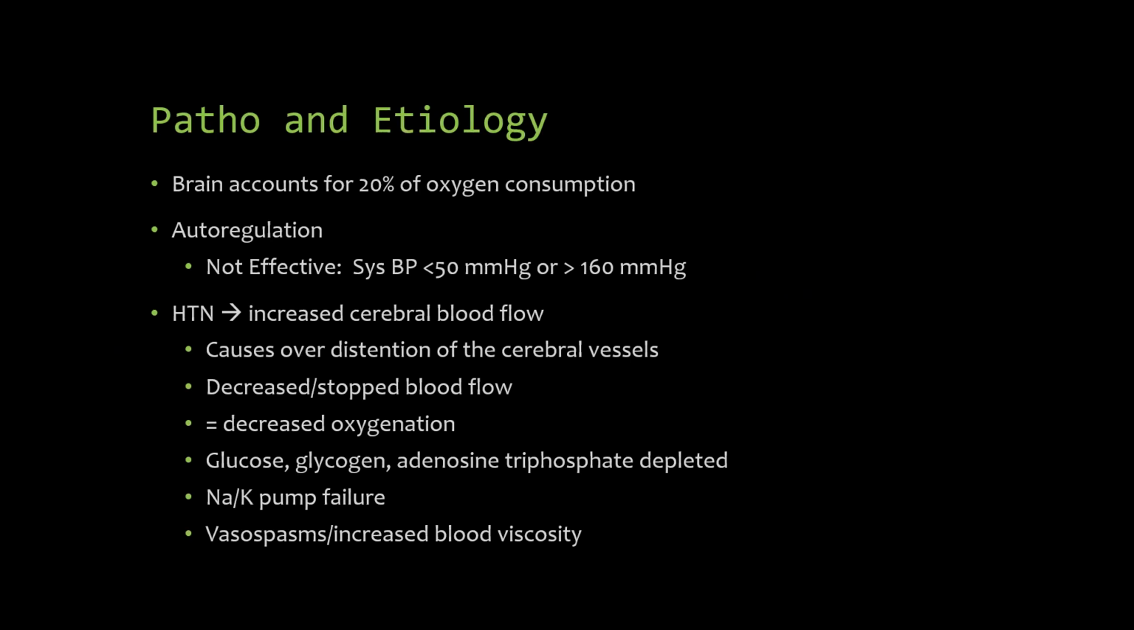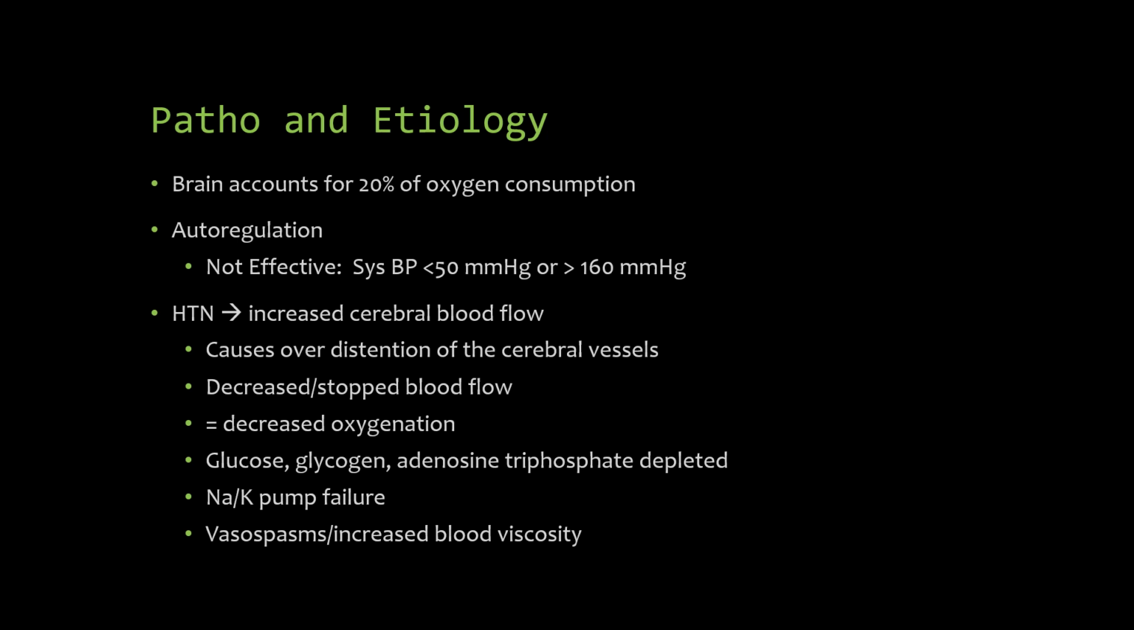So we do want to look at patho and etiology, kind of wrap our brains around what all this means. The brain accounts for 20% of oxygen consumption. The body also has receptors and everything, but it auto-regulates. So the body is going to try to maintain homeostasis, and it can't do that if the systolic blood pressure is less than 50 or greater than 160 millimeters of mercury.